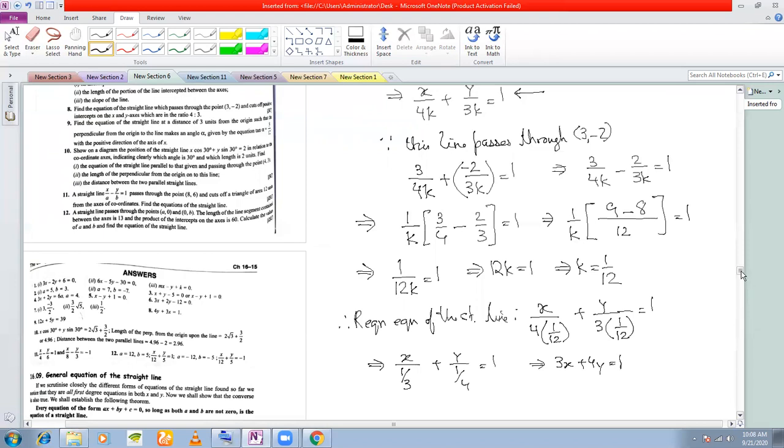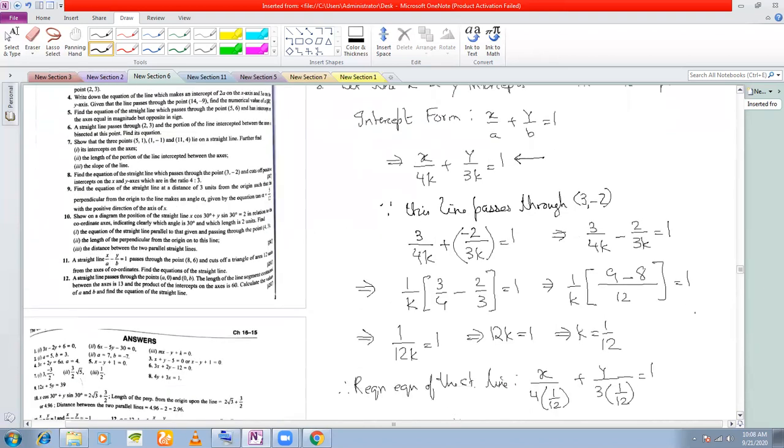Okay. So now let us see the next question here. The next question here is number 10. I will not do it because you have to show it on the diagram. So the diagram is not important, as I told you. This kind of question you won't get. This is a very old ISC question.